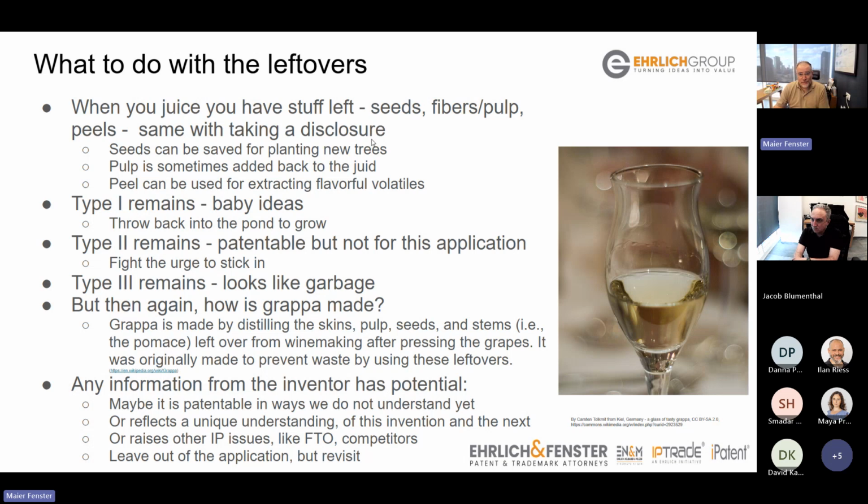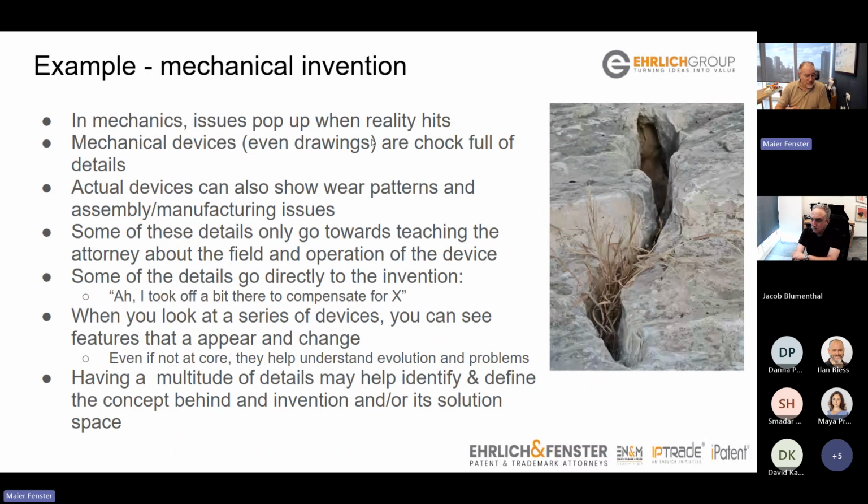and give them attention. Now I have 3 different cases of details. The first one is a mechanical invention. So mechanics is easy in this sense because when you actually build a machine, reality hits you in the face immediately. So mechanical drawings, real mechanical drawings, not napkin drawings, have a lot of details in them. And if you're lucky enough to have an actual device, you can see hints of how it was put together, which is problems, or where it's worn out.